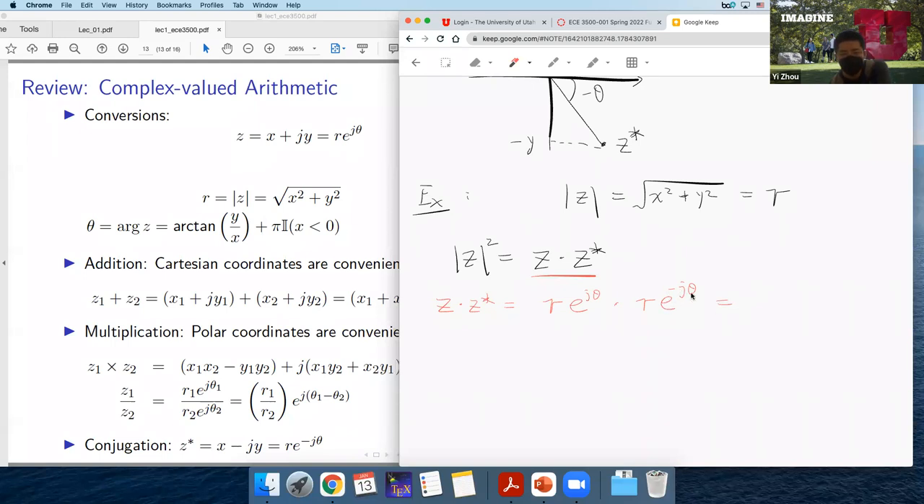You can see these two exponentials cancel out. So you have R squared. But R is the magnitude already, so R squared is the magnitude to the power of 2. So this proves this equation. And you can see that what the conjugate does is basically cancel out the phase part. So we are synchronizing the phase of the signal to zero. Once we have no phase component, all that is left is the magnitude component.